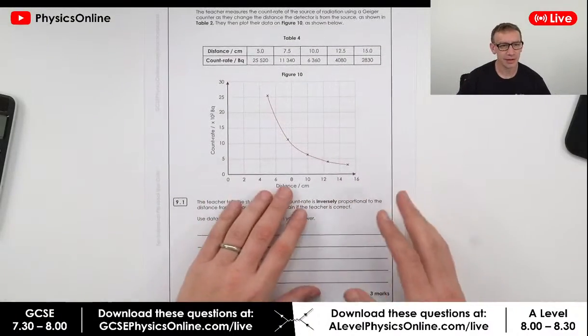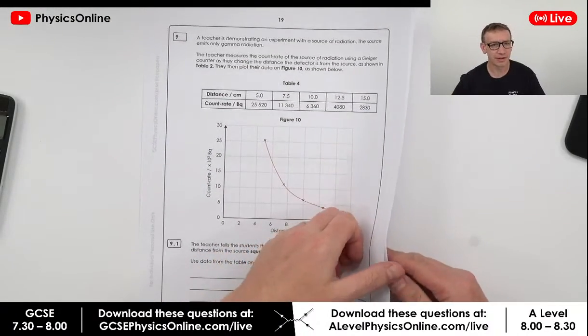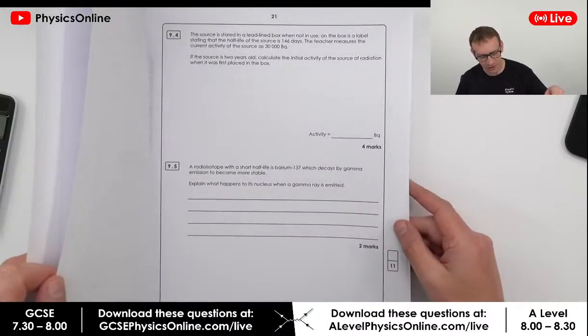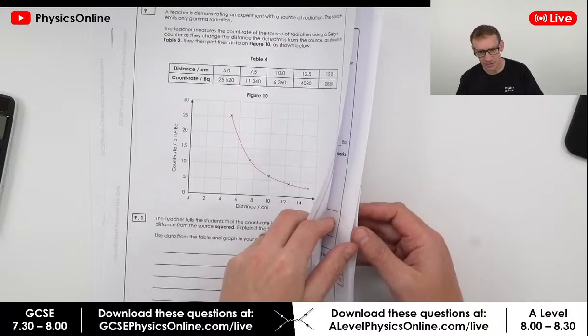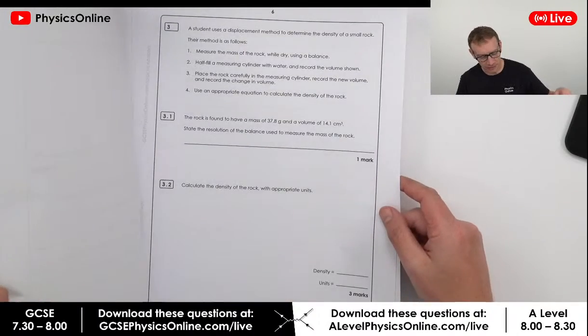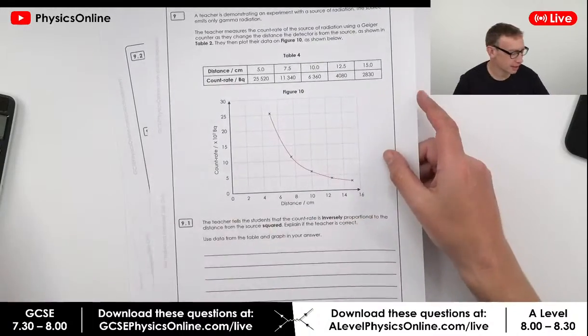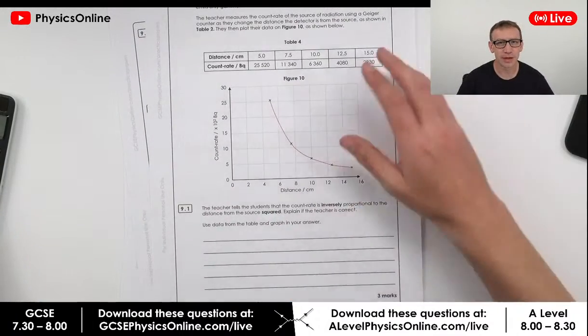The first session is going to be all about GCSE physics, and I've got some questions here we're going to be going through, looking at various things including radiation, and then later in the live stream there's going to be a question about the density of a small rock and the experimental methods. So this is really good preparation for anybody who's got their GCSE exams coming up for both paper 1 and paper 2.